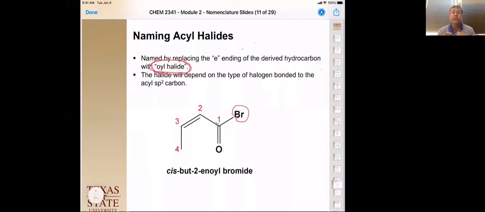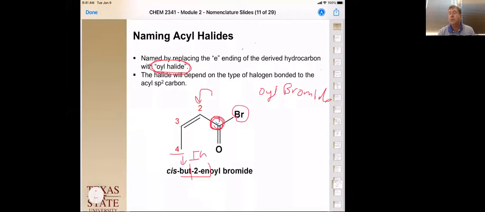So we'll name this thing right here. We have our carboxylic acid carbon here. We know the end of our answer is going to be oyl bromide. Okay, and we have 4 carbons in here. So that's going to be but. Okay, but we have a double bond, and we have to locate that double bond on carbon number 2. So we have butene. So our 2-ene is the infix.